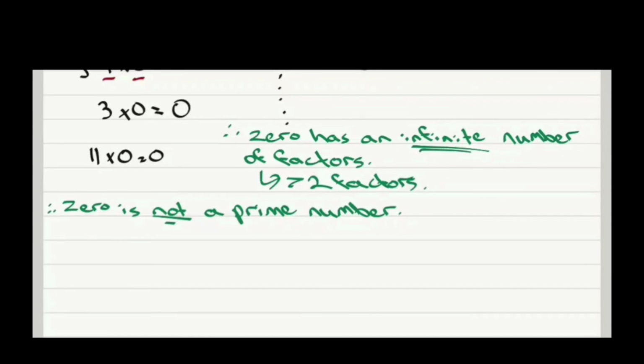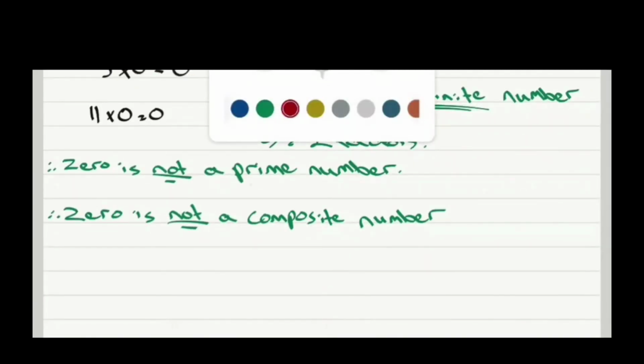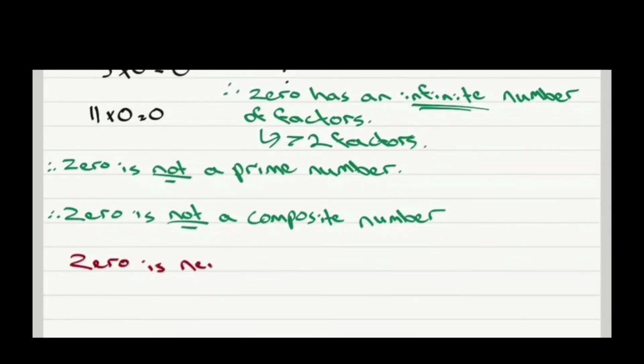So they can be 1, 2, 3, 11, 21, 22, or even 100. The list simply goes on and on. However, a composite number only has a finite number of factors. So there is a limit to the number of factors a composite number has. Therefore, 0 is not a composite number. So what does this all mean? Well, this means that 0 is neither a prime nor a composite number. 0 is simply a special case of a counting number.